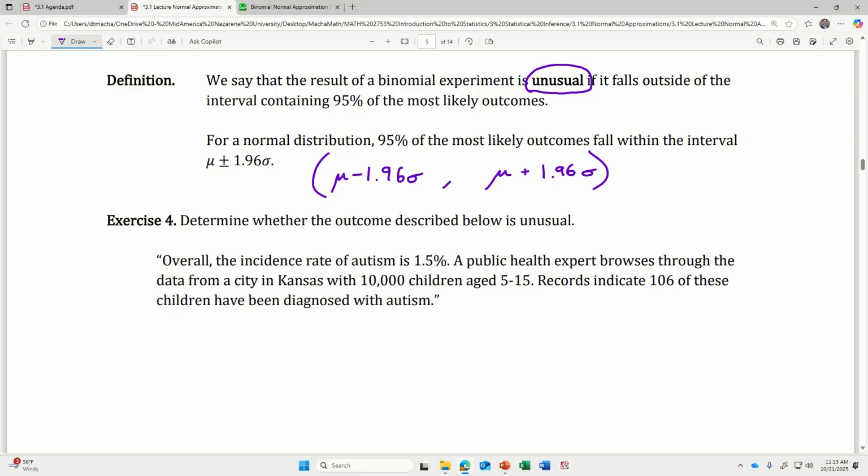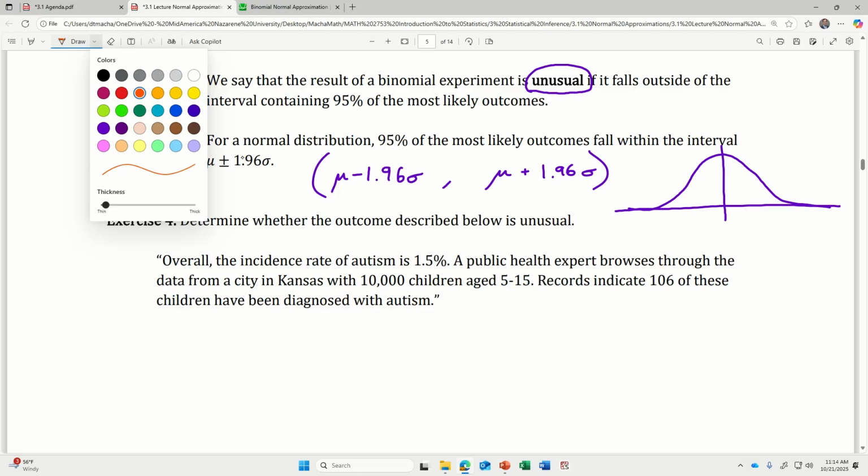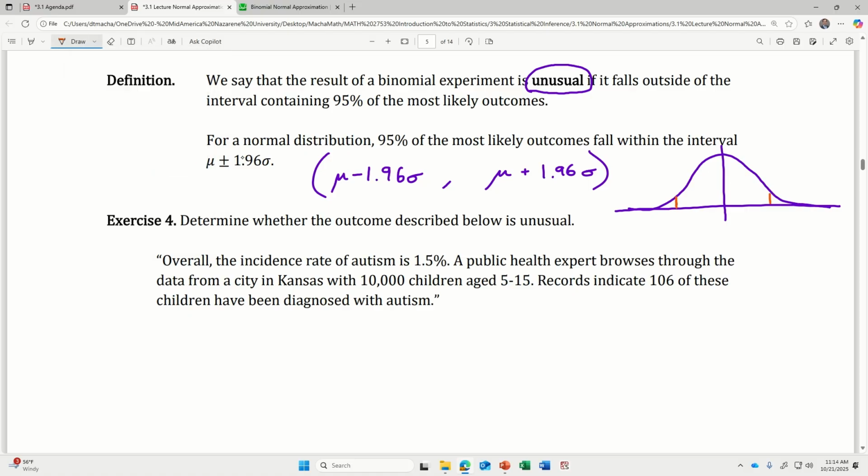So you know my bell curve? It is symmetric about the mean, and so if I want the most likely outcomes, we're talking about the places that the bell curve is the tallest. And if I only want 95% of the outcomes, I'm going to shade 95% of the area, symmetric about the mean. And that just means that right here, that's negative 1.96 standard deviations, and this is positive 1.96 standard deviations, right? So that this area is 0.95.